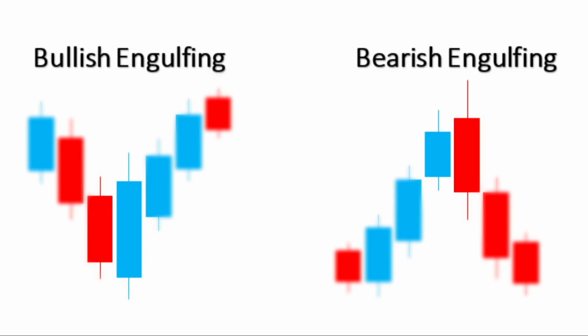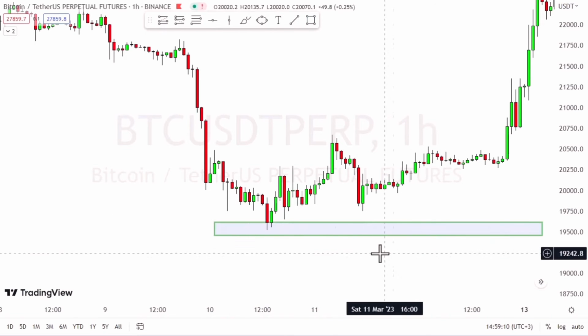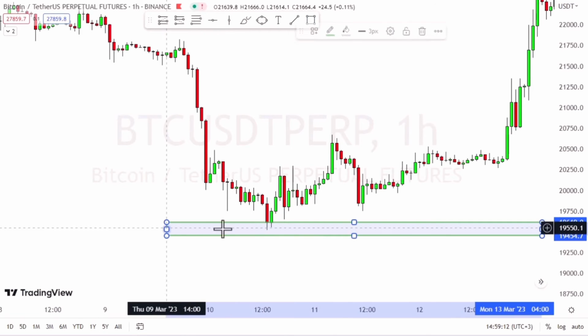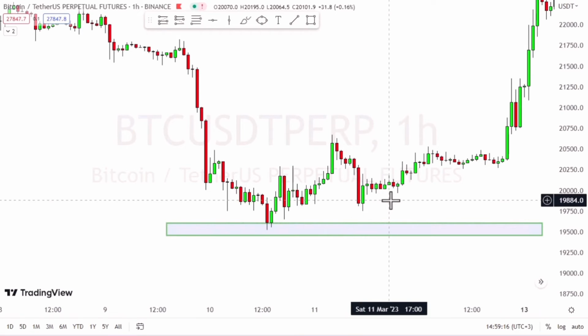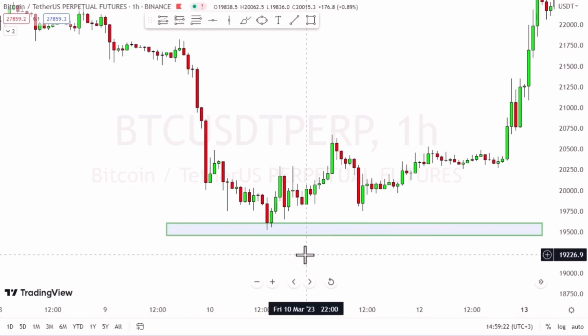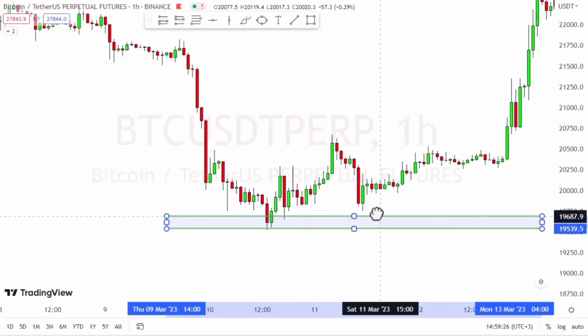Now let's go to the chart and make some examples. Let me draw this support level here. And then I must wait as a trader for the right time. As a trader, you must be like a hunter and wait for the right moment, the right time to enter a trade. So when could I take this trade? When was the best part?